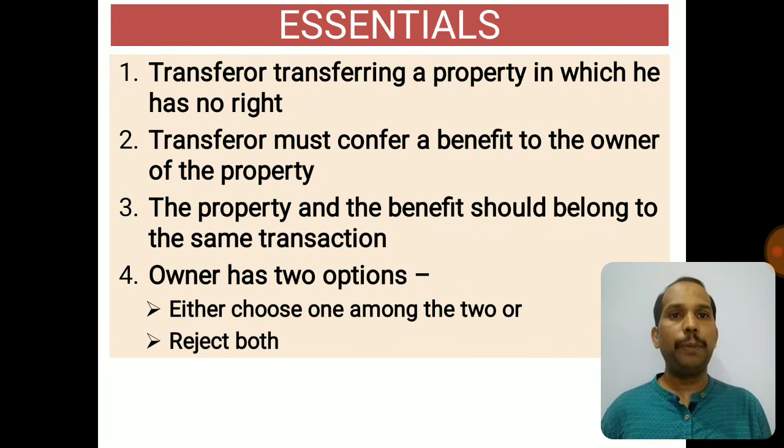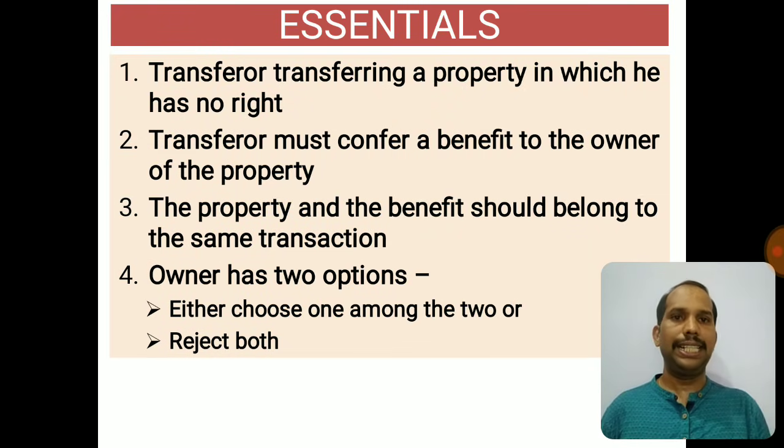Number three, the property and the benefit should belong to the same transaction. Now, if he is coming with 50 lakhs for selling a car, both 50 lakhs and car should be of the same transaction. Now he is selling something else and giving option to you, either you take this 50 lakh rupees or you take some XYZ, the plot that you have. No, both the assets and the cash coming from should be the same property. That's the number three. Number four, owner has two options. I said either to choose one among the two or reject both. That is the option owner has.